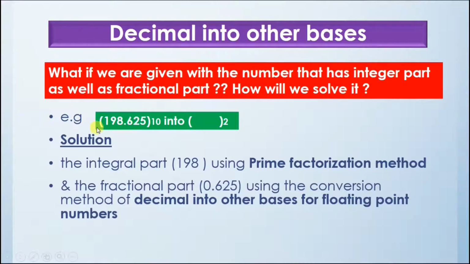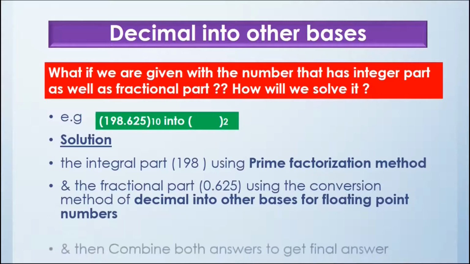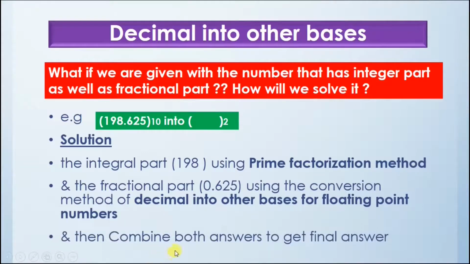So we will solve this part using prime factorization and this part using conversion of decimal into other bases for floating point numbers. Once we calculate the answer from here and the answer from this part, we will combine both the answers to get the final result. Alright, I hope you understand. But if you have any confusion, then we will look at some examples and then you will understand it properly. So let's move ahead.